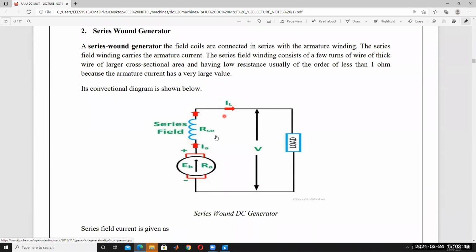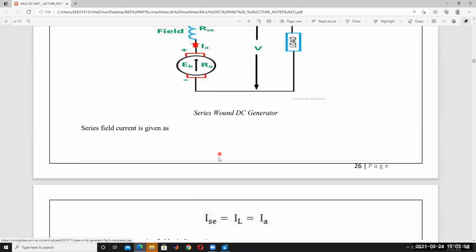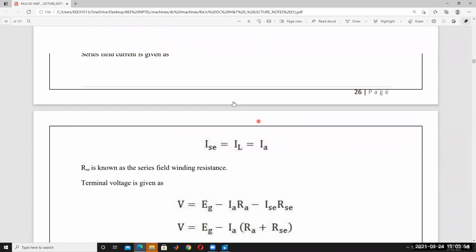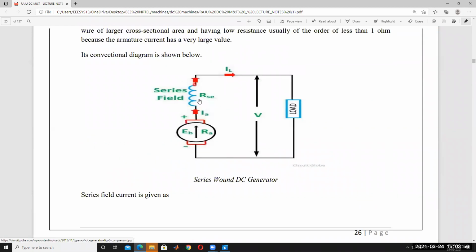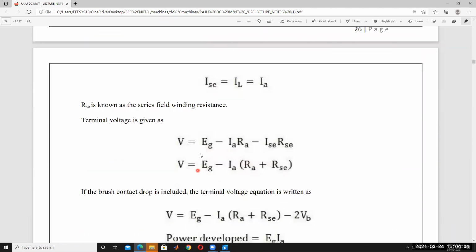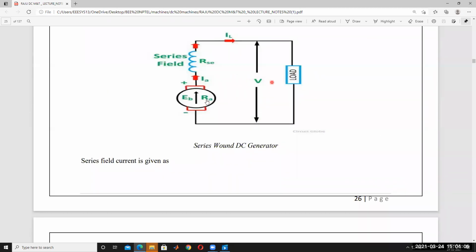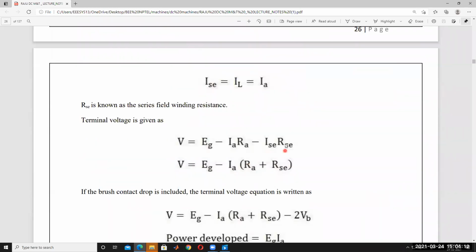Here the line current and armature current are in series, that's why IL is equal to IA. The series field winding resistance is called RSE. So the series field current ISE is equal to IL is equal to IA. All are the same. Then V is equal to EG minus IA RA minus ISE RSE. This voltage is the generated voltage minus the armature winding drop, IA RA, minus the series field drop, ISE RSE. So V is equal to EG minus IA into (RA plus RSE).